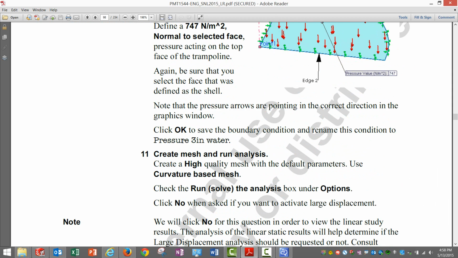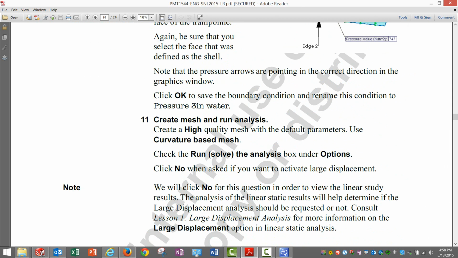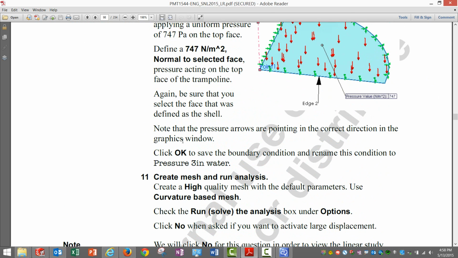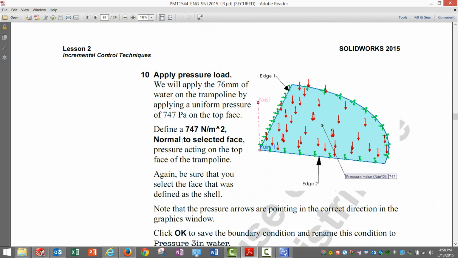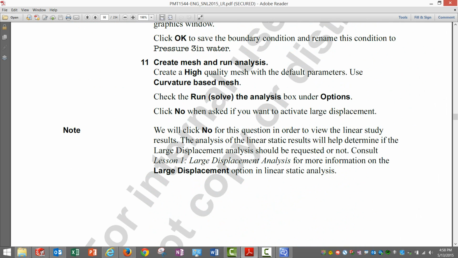Here the results, yeah, I'm just scrolling through the text to check if there is anything else that I need to highlight.